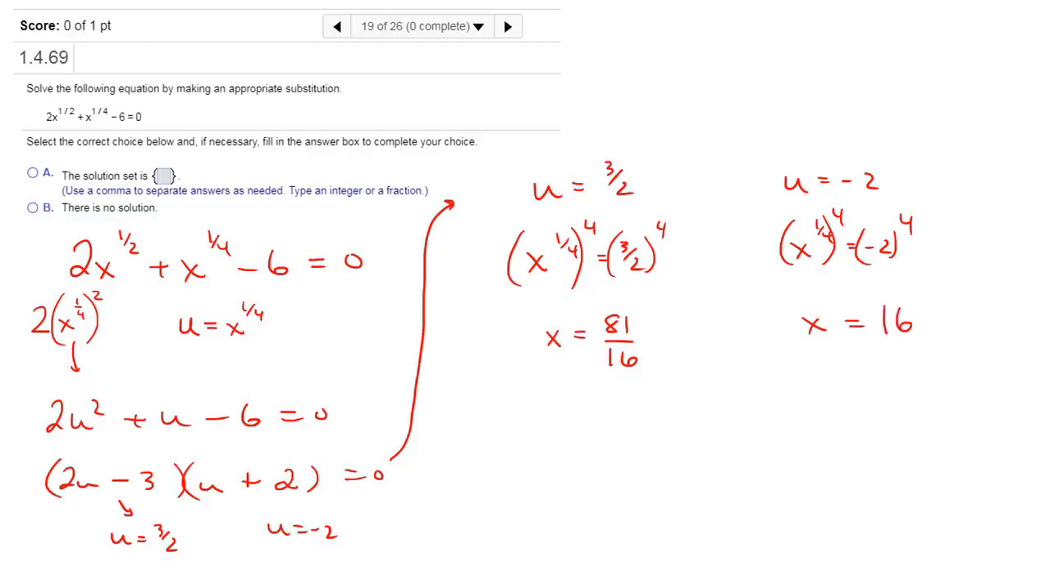Okay. Now, last 2 times we squared things, right? This time we're taking it to the 4th power. And if you're taking things to the 4th power, once again, you have to check. You have to check your answers.